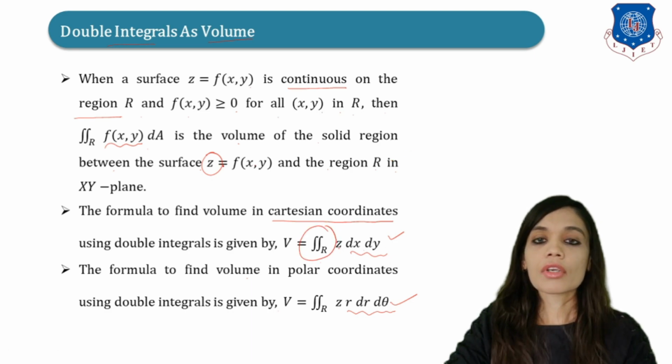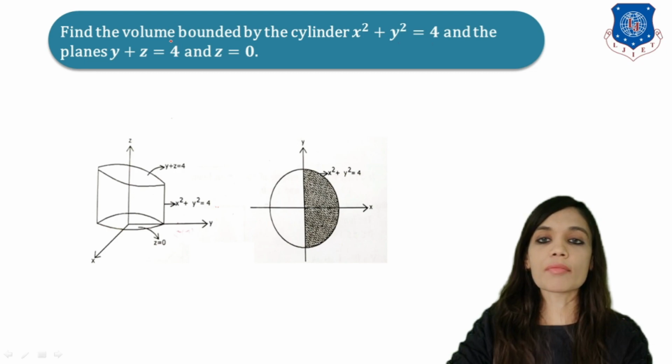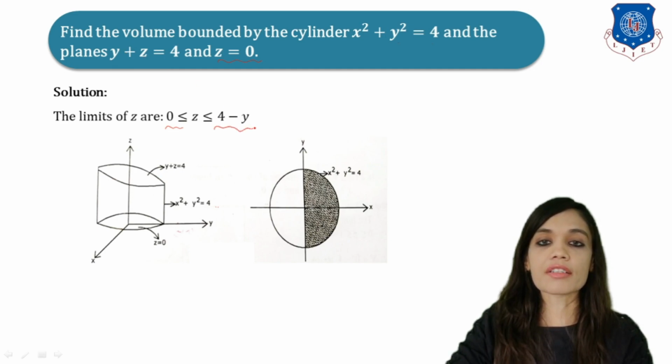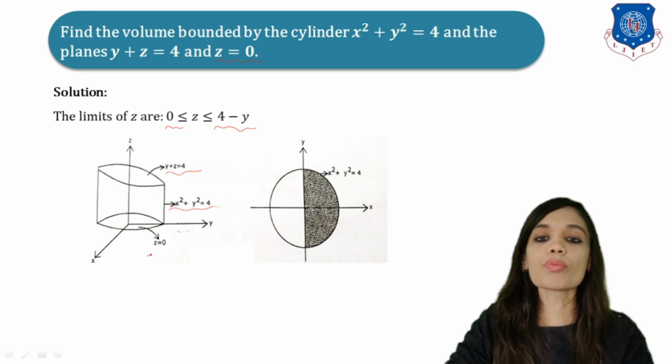Double integrals. So now let us solve one more example. So here we have to find the volume bounded by the cylinder x square plus y square equals 4 and the planes y plus z equals 4 and z equals 0, right? So now let us start with the solution. So here we are given z equal to 0. So the lower limit of z will be 0 and from this the upper limit of z will be what? 4 minus y.